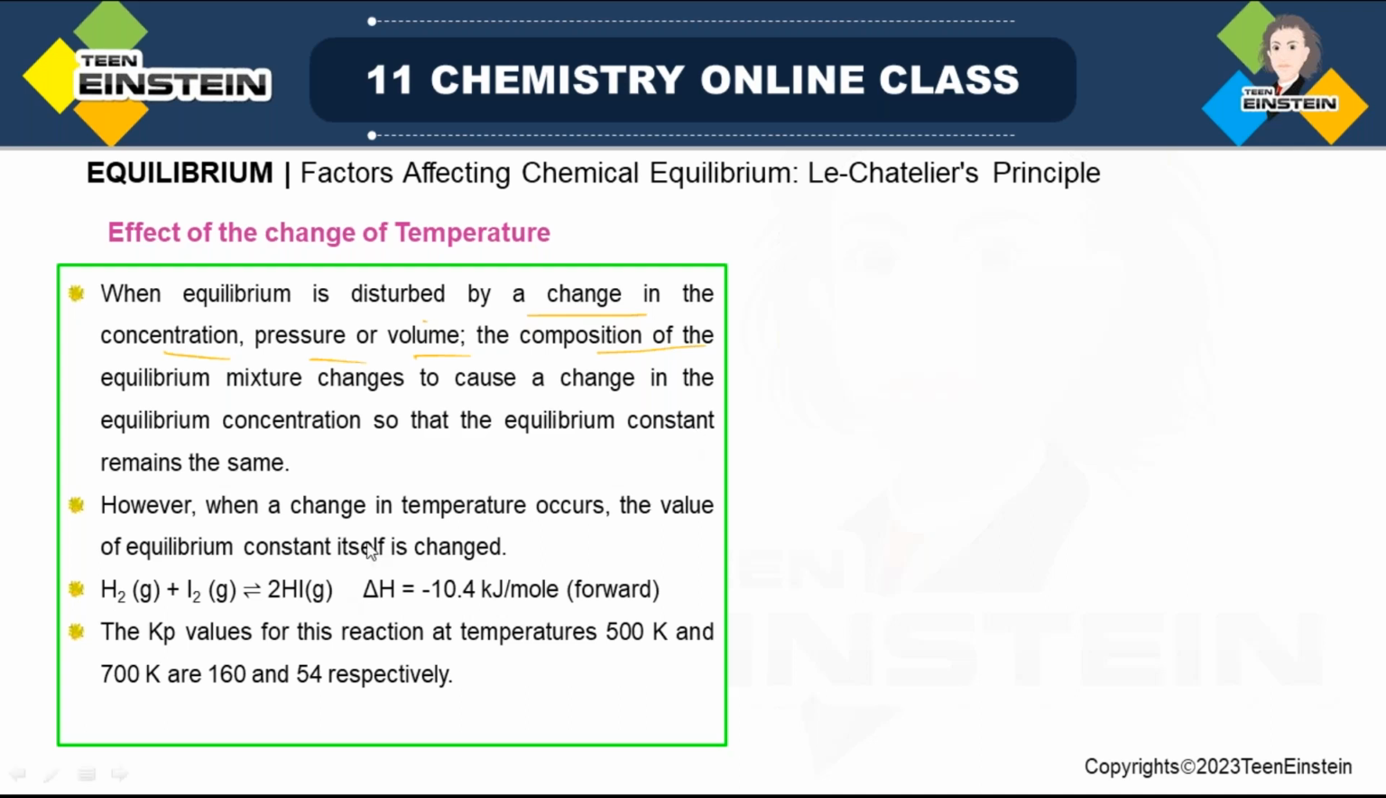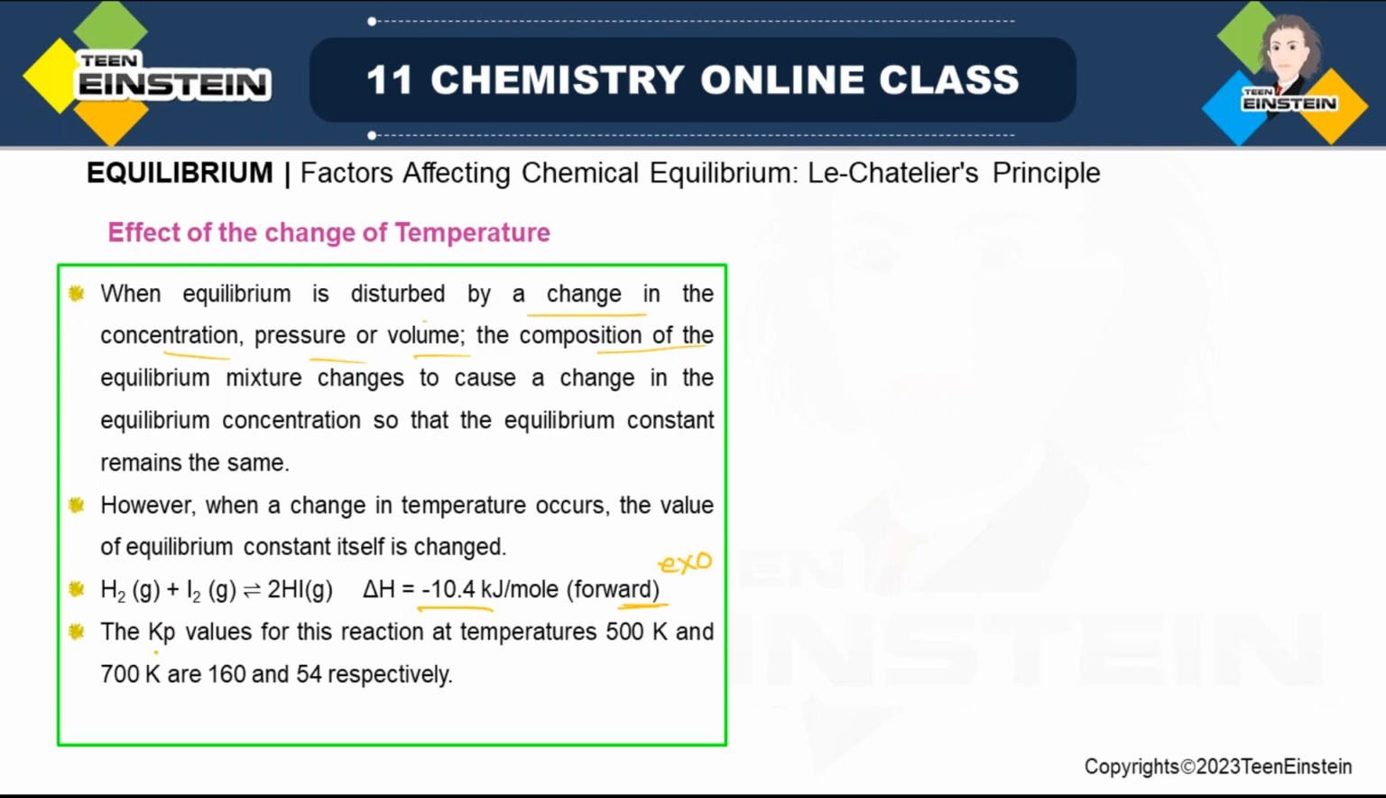Okay. So here this reaction, hydrogen plus iodine equal to HI. For this reaction, the delta H value is minus 10.4 kilojoule per mole for the forward direction. It is important to know for which direction the delta H value is mentioned. If nothing is mentioned, you can consider it as for the forward direction. But here it is specifically mentioned. So when you are making HI from H2 and I2, heat will be liberated. That is why delta H is negative.